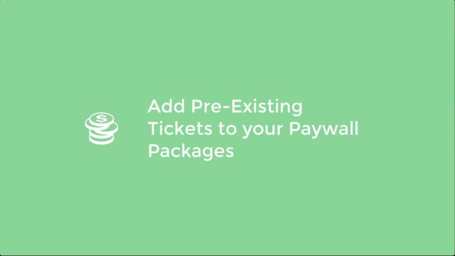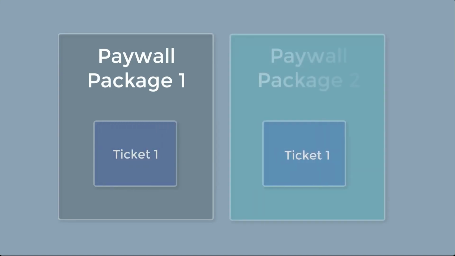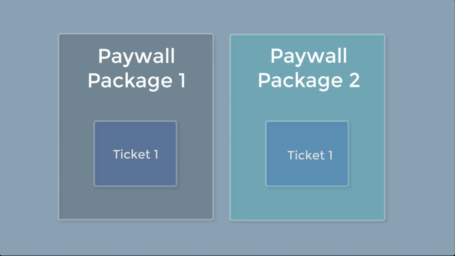You can add previously created password groups to new and existing password packages. For example, if you have created ticket 1 within Paywall Package 1, then reuse ticket 1 in Paywall Package 2, all players that have Paywall Package 1 or 2 applied will be accessible with the purchase of ticket 1, as both Paywall packages have ticket 1 associated to them. If you make any changes to ticket 1, all changes will be applied to any Paywall package that uses ticket 1.